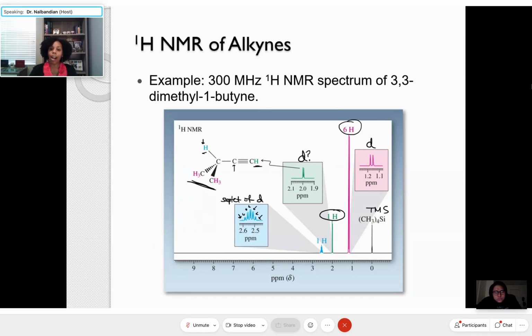But let's look at why this isn't far downfield. Why are these blue hydrogens further downfield? They're further downfield because they're close to an electron withdrawing group, which is this alkyne. The alkyne is pulling away electron density, which is deshielding these blue hydrogens. But the green hydrogen that's actually on that carbon, it's not as deshielded.